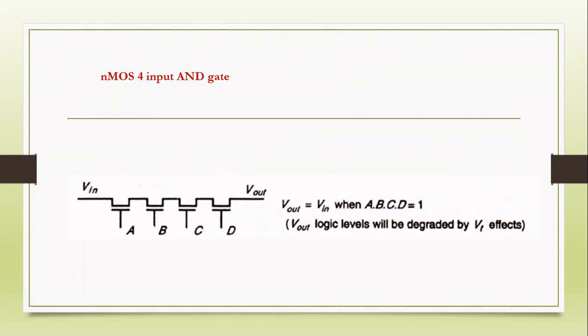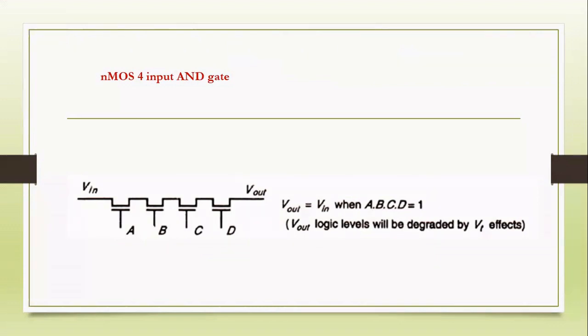In order to turn on these pass transistors, we'll have to apply logic 1 to the gates of the NMOS pass transistors. When A is equal to B is equal to C is equal to D is equal to 1, then all NMOS pass transistors will be on. Therefore, we'll get V out is equal to V in. When V in is 0, we'll get 0. When V in is 1, we'll get logic 1.